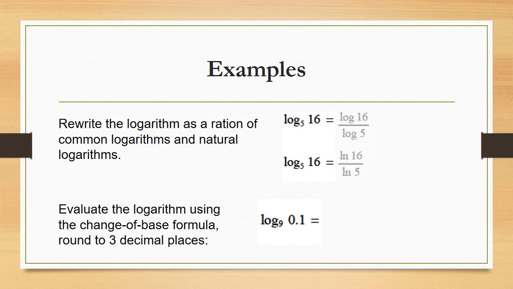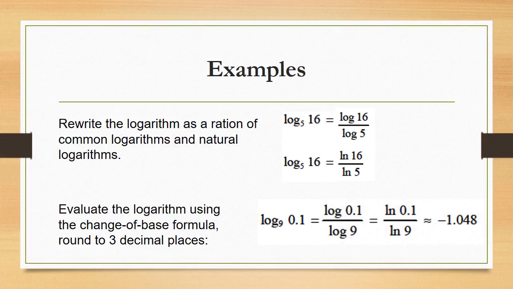Okay, so as common log, we have log 16 over log 5, or as natural log it's natural log of 16 over natural log of 5. And log base 9 of 0.1 becomes log of 0.1 over log of 9, or natural log, and that gives you negative 1.048.